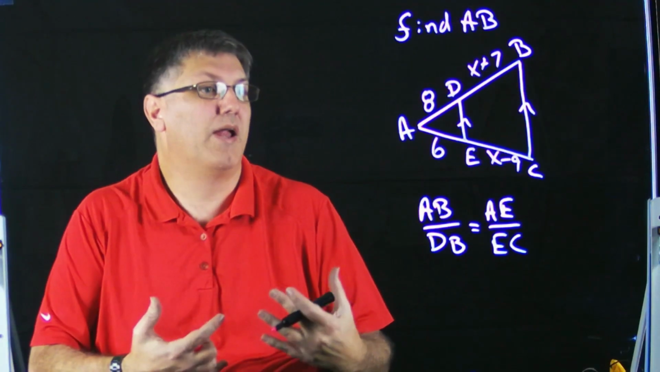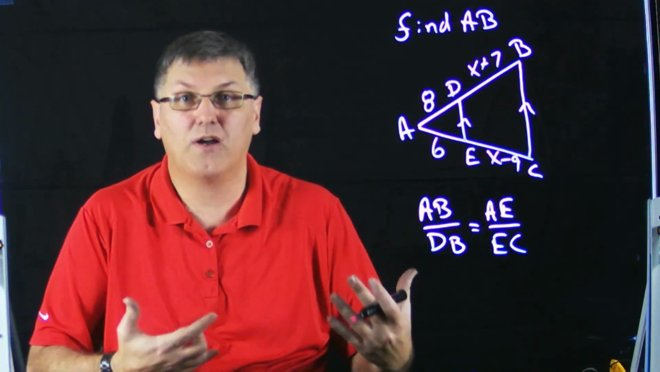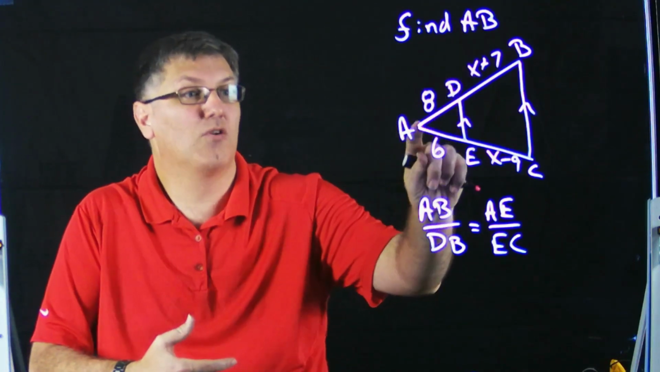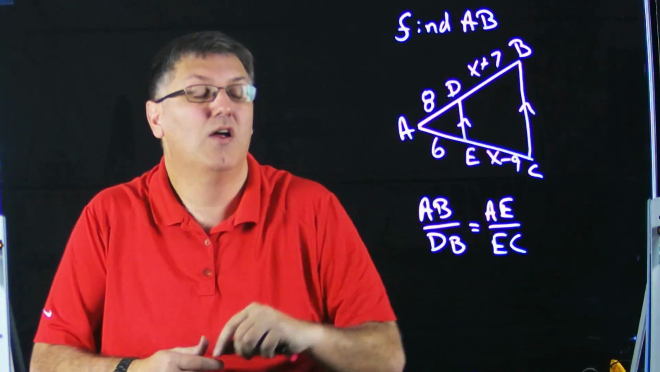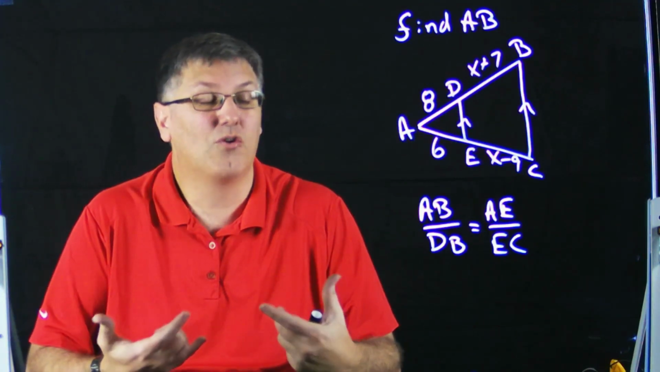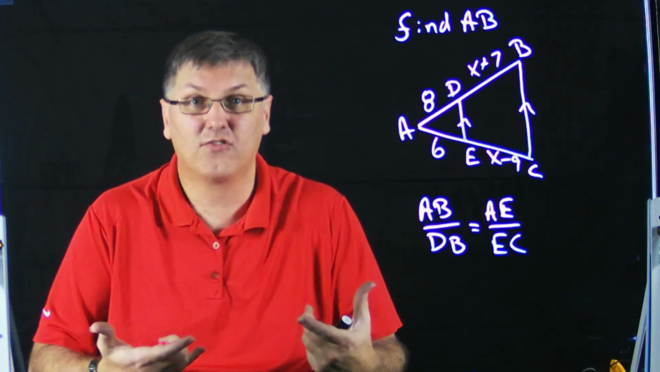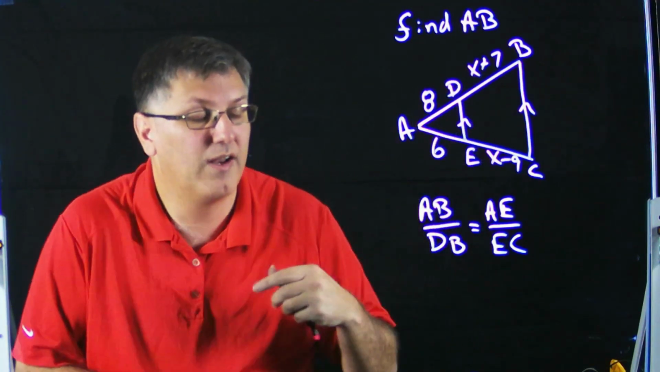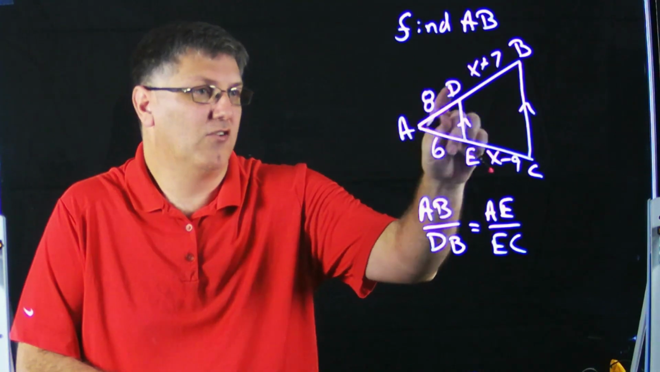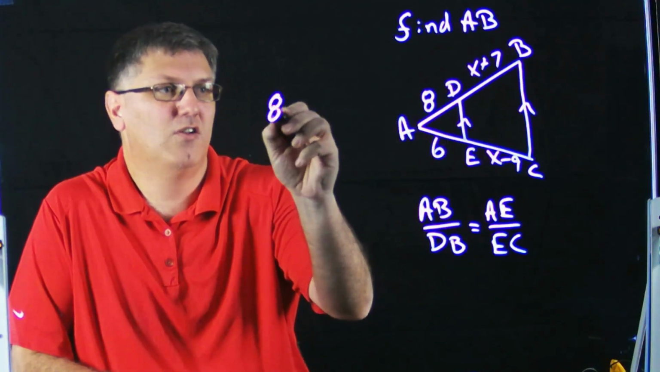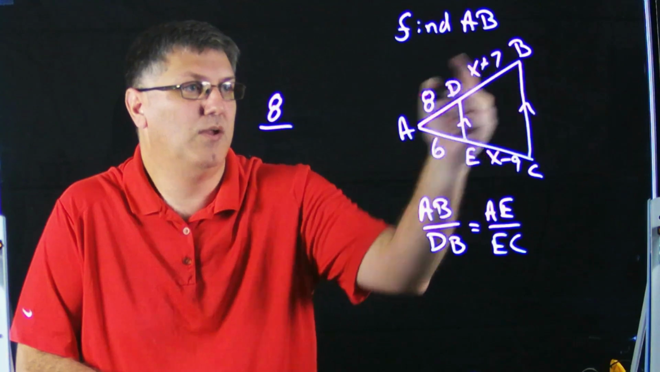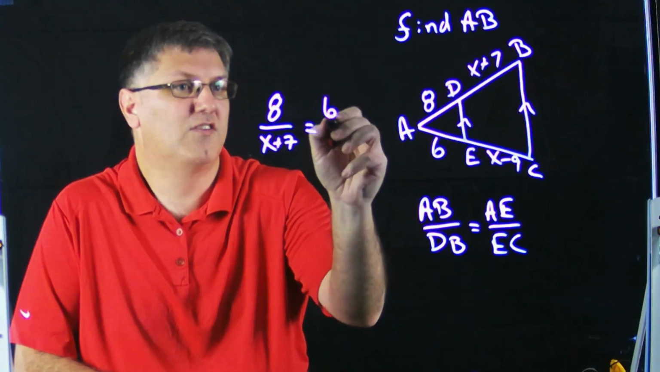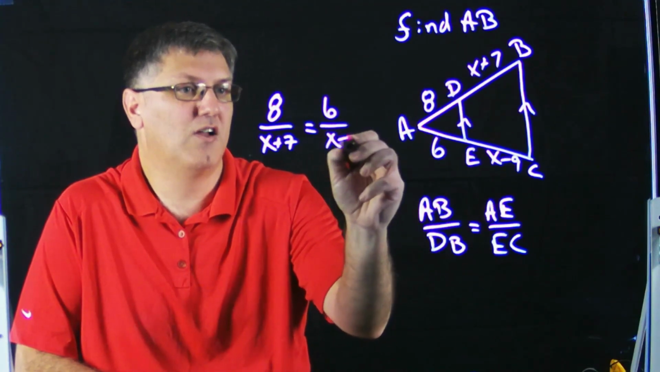Now let's look at a problem that we can use the triangle proportionality theorem to solve. Here I have a problem that says find AB. So I'm looking for this entire length right here. Clearly it's got an x in it, so I'm going to have to set something up and solve for x. So we're going to use the triangle proportionality theorem that I just explained. We're going to do AD, the smaller part, 8 divided by DB, which is x plus 7. And of course, that's going to equal 6 divided by x minus 9.